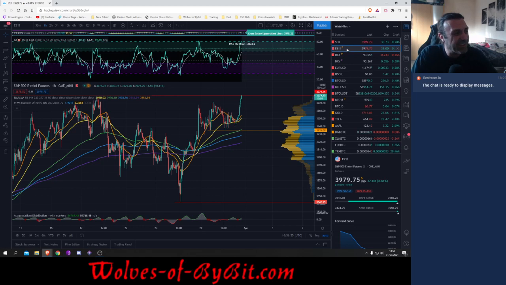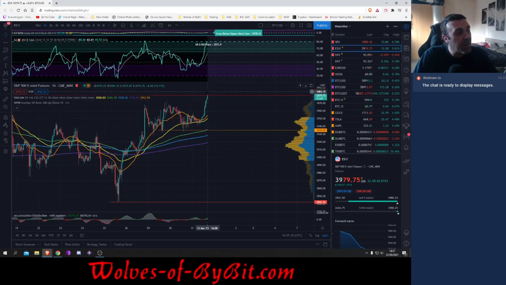And now let's look at traditional markets. Traditional markets also have been doing their very best. Over here, like I said yesterday, potential bullish divergence. Obviously, it is playing out, and now the question is, is this going to break above the red line and close above the red line?